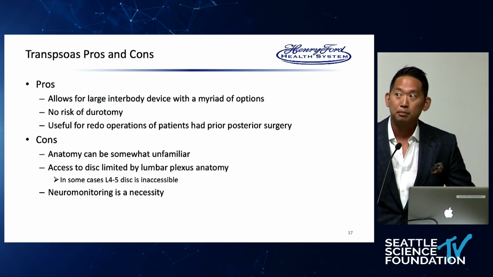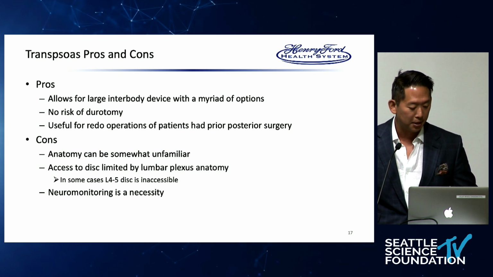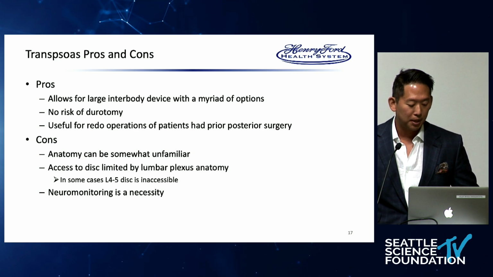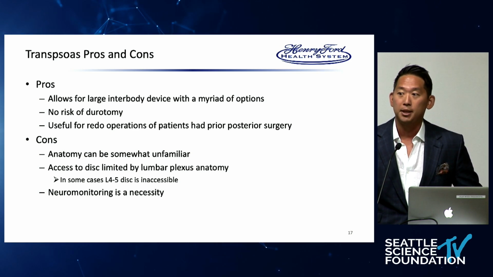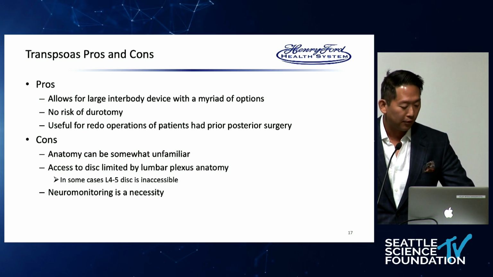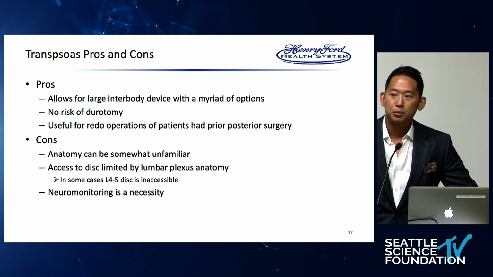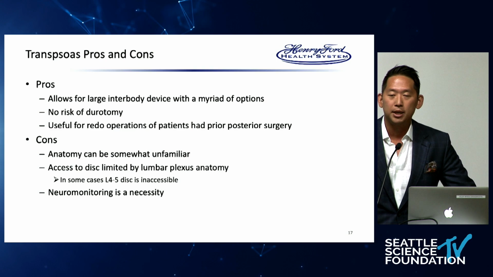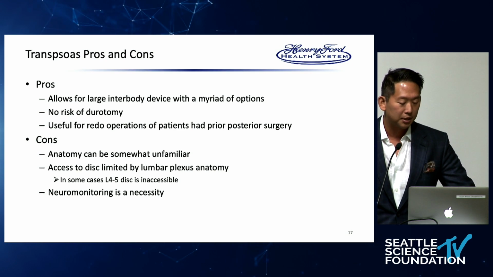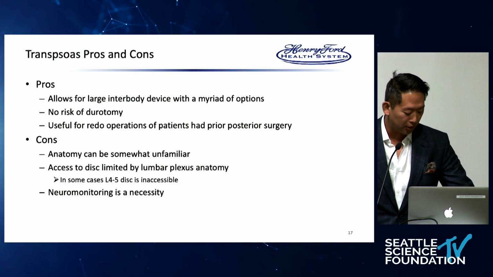Lateral itself has become very much part of the vernacular for MIS surgeons, but when you look at a lot of general neurosurgeons and orthopedic spine surgeons, this can still be a little bit daunting. And then your access to the disc space is limited by the lumbar plexus anatomy, and as was previously mentioned, this is especially pertinent at L4-5. And then finally, neuromonitoring is necessary. A lot of times we don't think about this, but it is an additional cost to the hospital. So you have to think about what's your value gained by doing that in terms of cost.